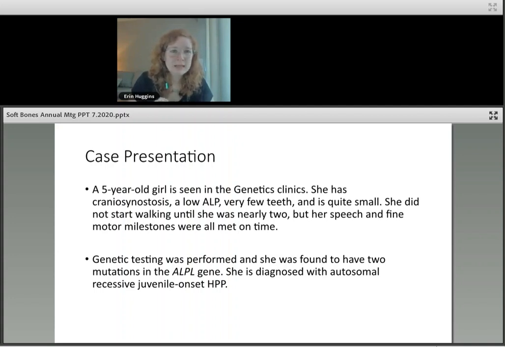She was going into kindergarten, and was functioning, intelligence was normal. She was just very small and had some difficulty walking. So genetic testing was done based on this low ALP and pretty classic HPP symptoms, and she was found to have 2 mutations in the ALPL gene, so therefore she is diagnosed with autosomal recessive HPP.